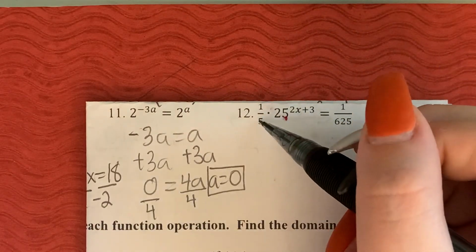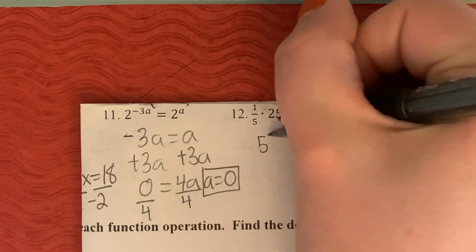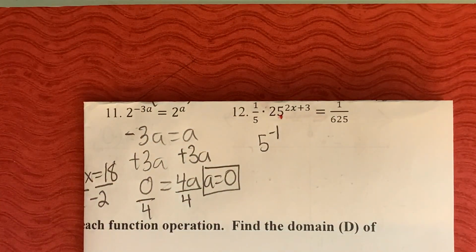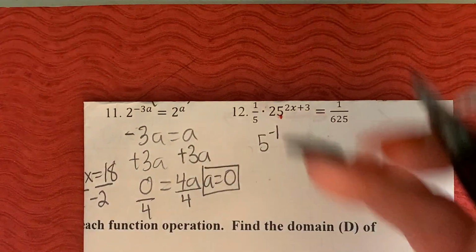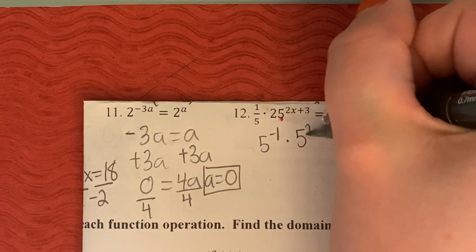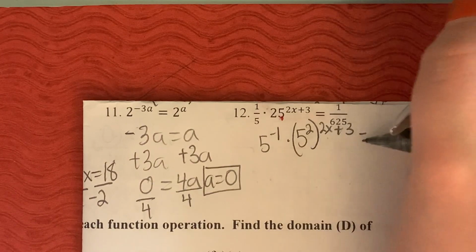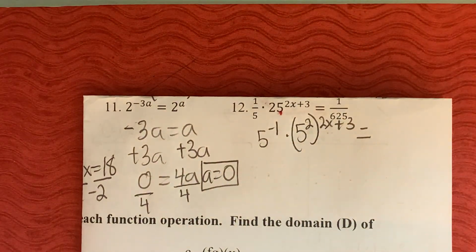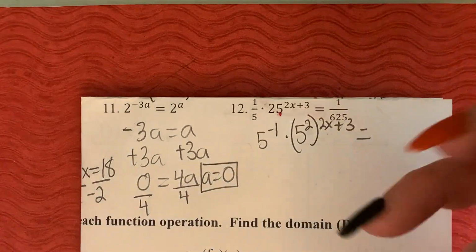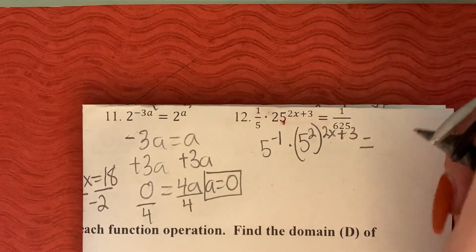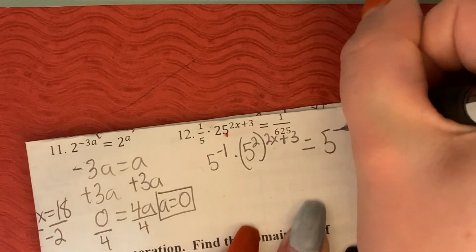If I have 1/5, I can actually rewrite that as 5 to the negative first. Right, because when we have a fraction, that's something to a negative power. I can also rewrite 25. I'm going to write that as 5 squared, and I'm raising that to the 2x plus 3. And then 625 is actually 5 to the 4th, right? Because 5 times 5 is 25, times 5 is 125, times 5 is 625. And because it's in the denominator of this fraction, that's going to be 5 to the negative 4th.